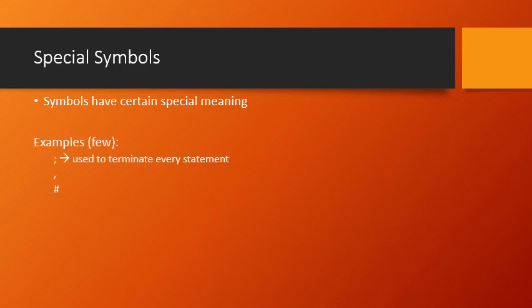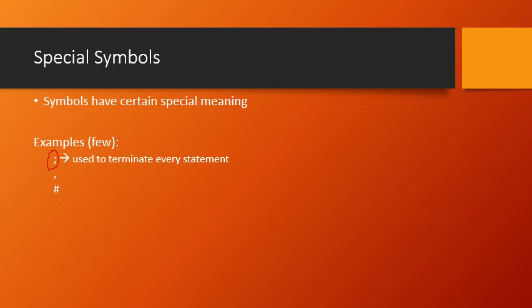The next is special symbols. Special symbols are again predefined. Certain types of symbols have a special meaning. For example, a few examples I have given. The first one is the semicolon here. It has its own meaning. The compiler has defined the meaning of this semicolon. It is used to terminate every statement.